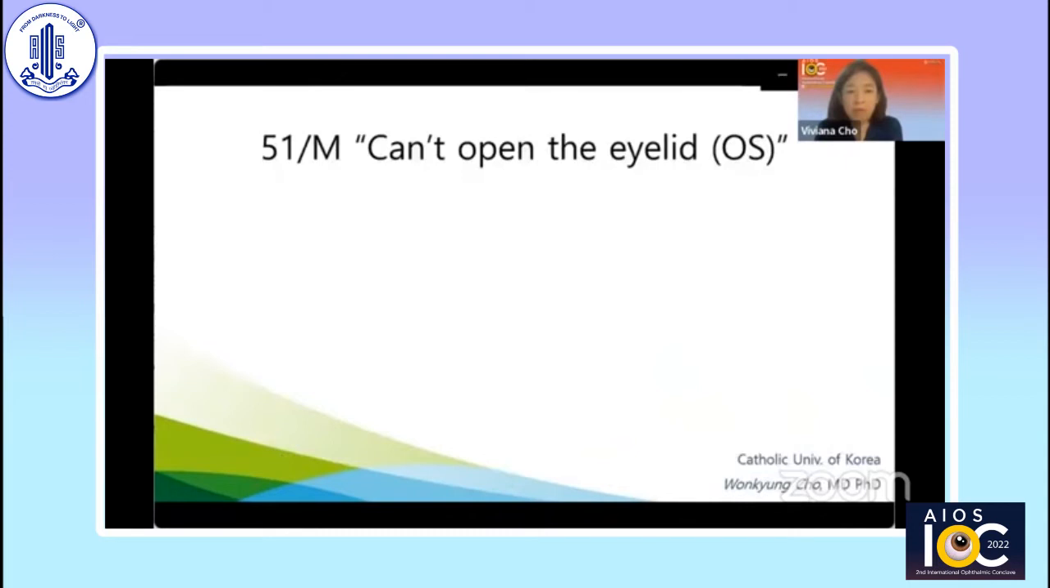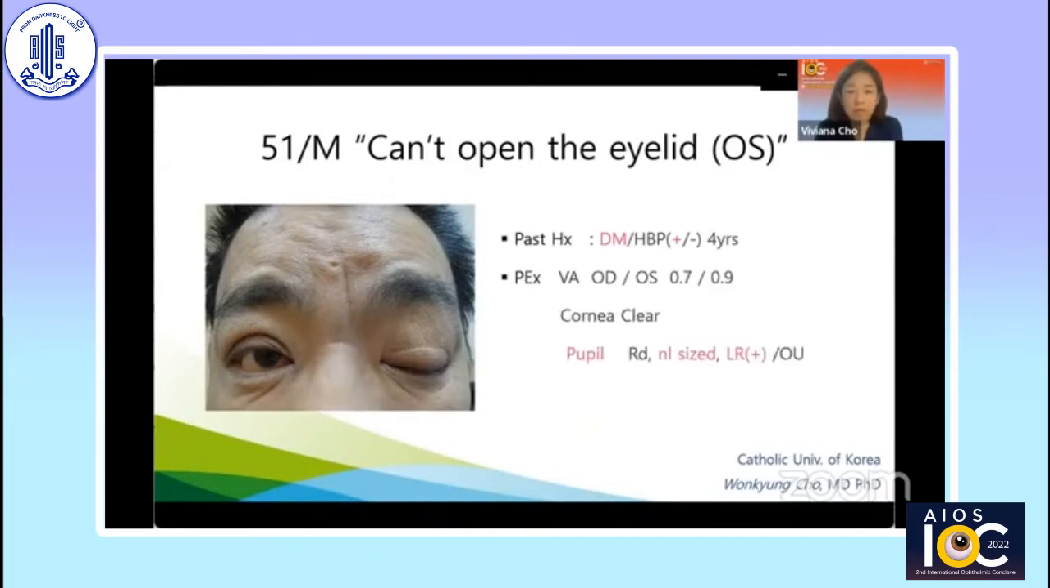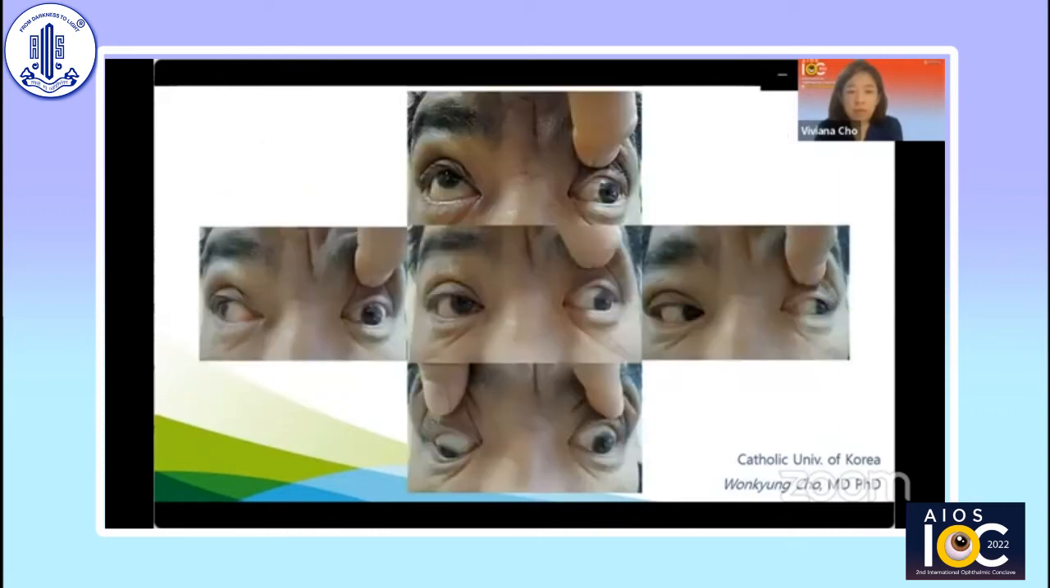A 51-year-old male patient came to the clinic complaining of a droopy eyelid of his left eye. He had DM for 4 years and his vision was 0.7 and 0.9. His pupil size of both eyes was normal. When he lifts his droopy eyelid, he has double vision and eyeball movement limitation to the medial, upper, and lower gaze. The brain CT and MRI were normal. The pupil was normal as well.